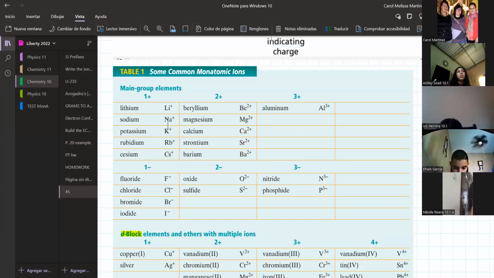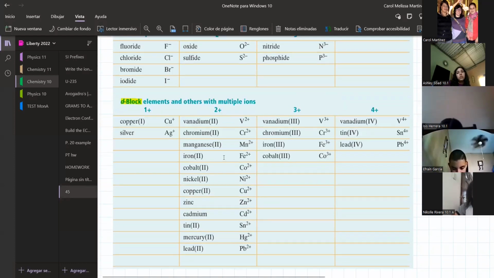Now, in what elements are we going to indicate the charge? In those that have multiple charges, such as copper. We have copper 1 and we have copper 2. You can see that all of them are located in different positions. This one has a charge of 1+ and copper 2 has a charge, of course, of 2+.